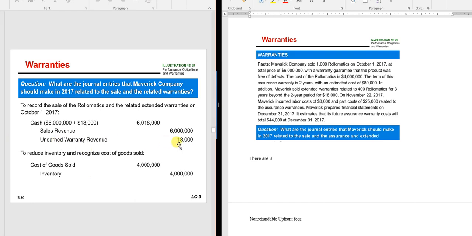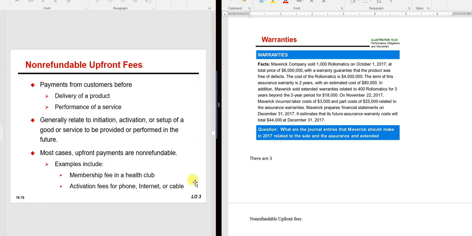We're going to earn this warranty revenue not in years 1 and 2, but in years 3, 4, and 5. We're going to take out 1/3 of the $18,000 a year, take it out of unearned revenue, put it into earned revenue, and keep estimating these warranty costs.